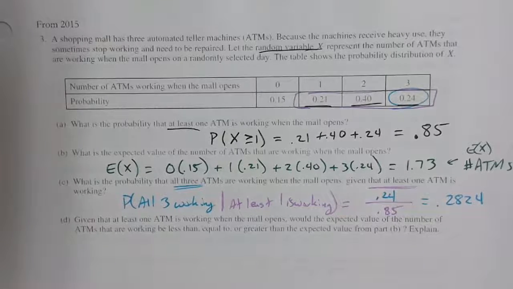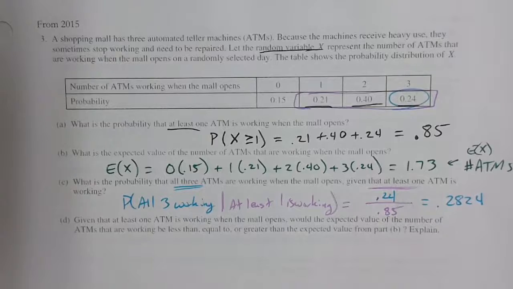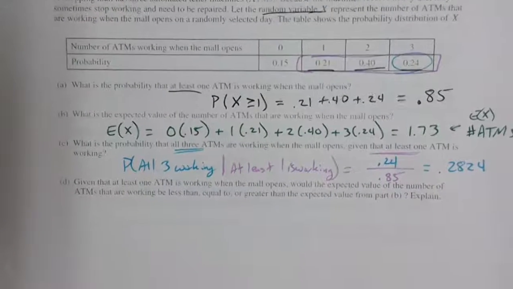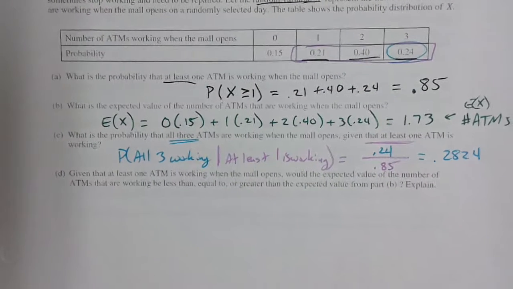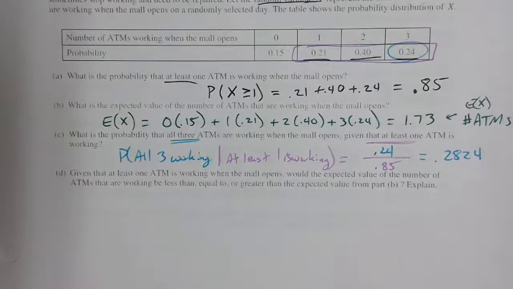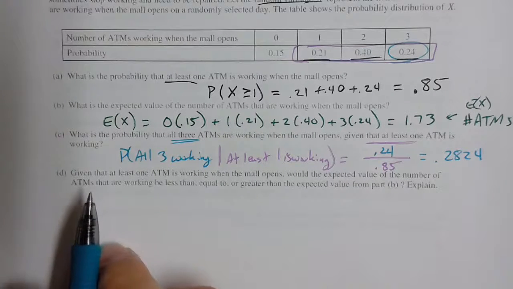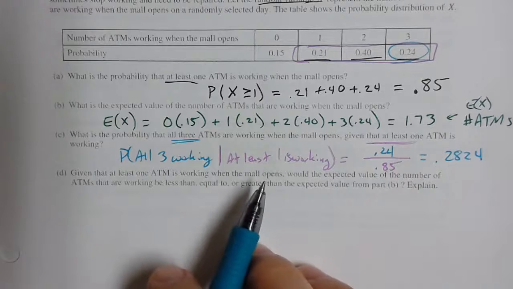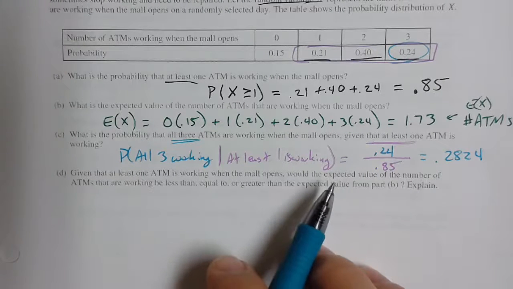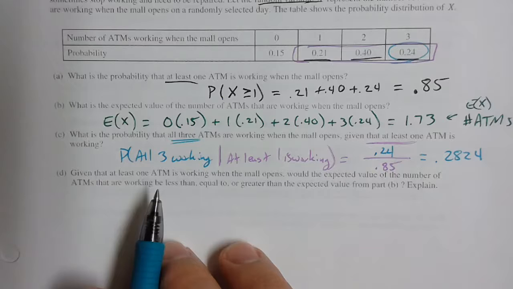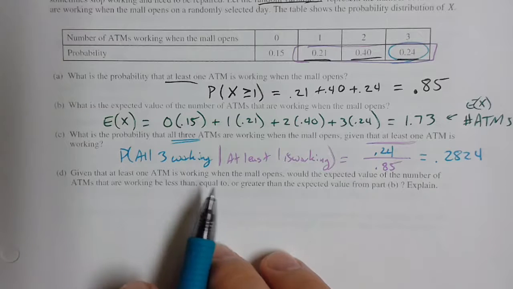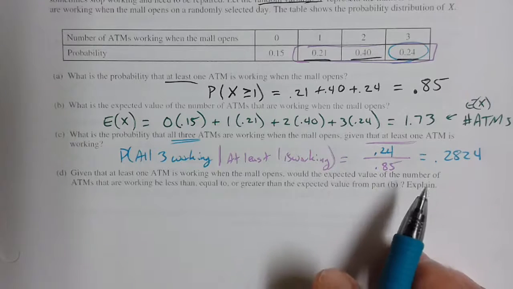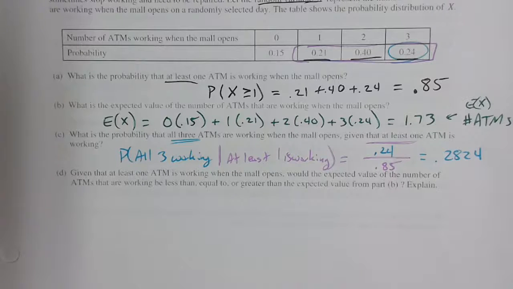And then the last part here is another condition, but it's about expected values. It's kind of an interesting task. You don't see this kind of question on every exam for sure. It says, given that at least one is working when the mall opens, would the expected value, the number of ATMs that are working, be less than, equal to, or greater than the expected value from Part B? And there's a couple of ways we could do this. One way is to just calculate it, and I think that's a perfectly fine way to go about it, but it's really unnecessary in this case.